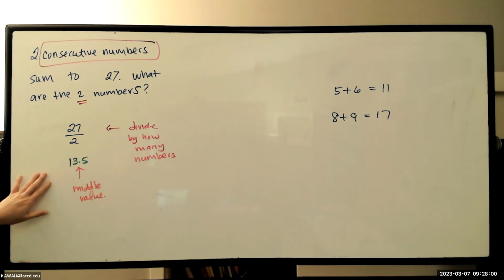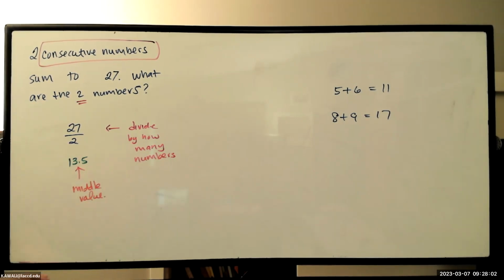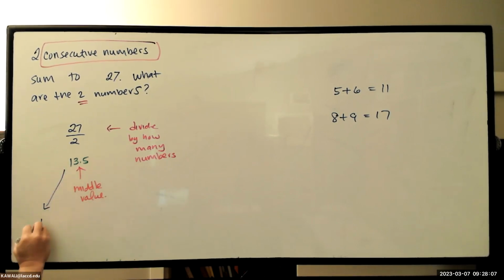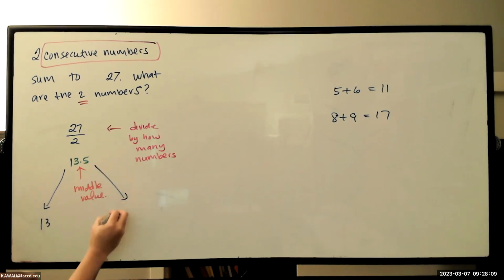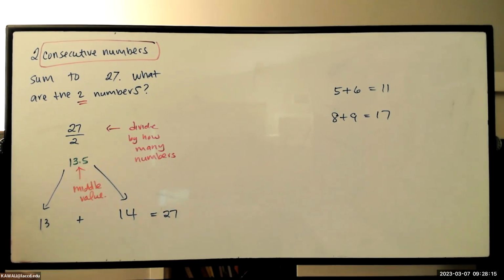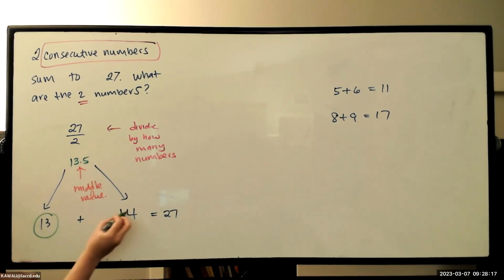What is the number smaller and bigger than 13.5? The number smaller is 13. The number bigger is 14. And when we add them together, we get 27. So that's why this is your answer.